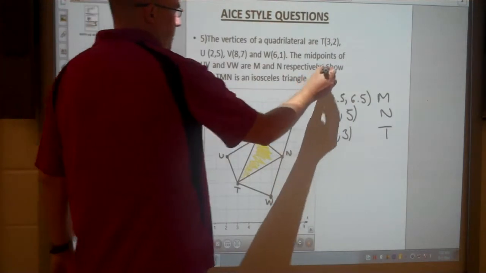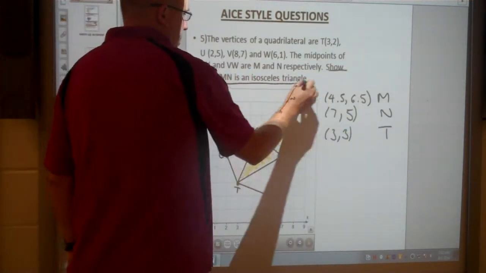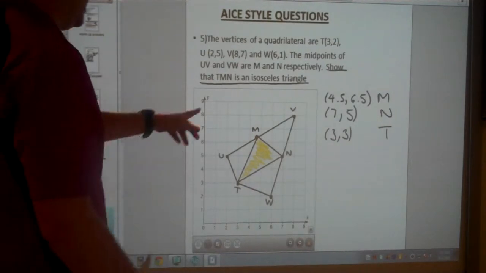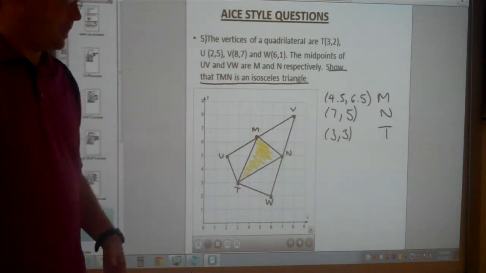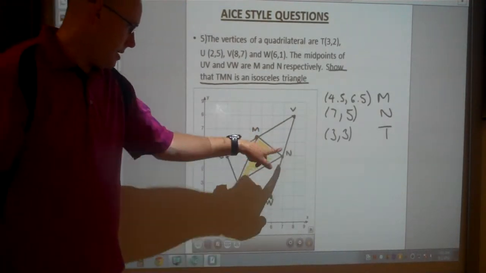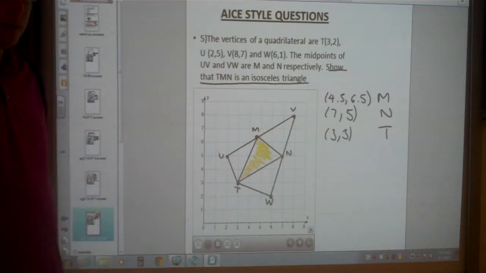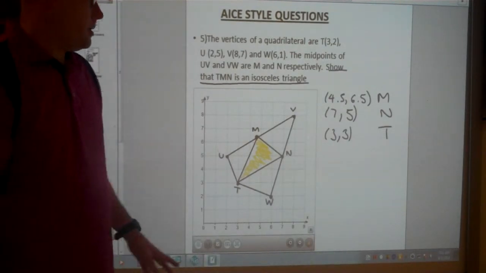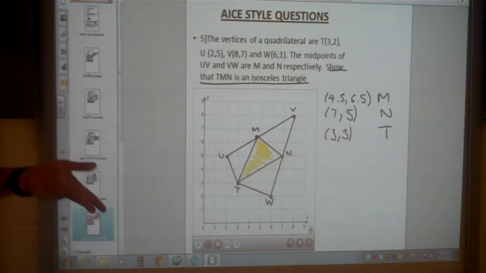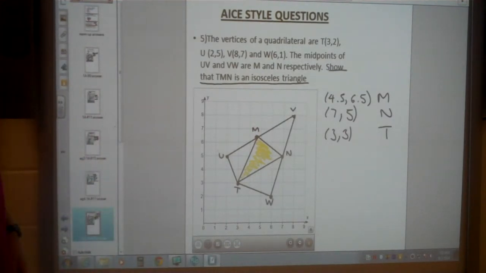And then it comes to the last part, show that TMN is an isosceles triangle. Well, clearly there's three sides to it, so it's a triangle, and we just have to know what isosceles is. So isosceles is two of the lengths are going to be the same. Now from my picture you can clearly see that MT and NT are going to be the ones that are the same. It's not just enough to show that two sides are the same, because if the third side was also identical, then it could be an equilateral triangle as well.